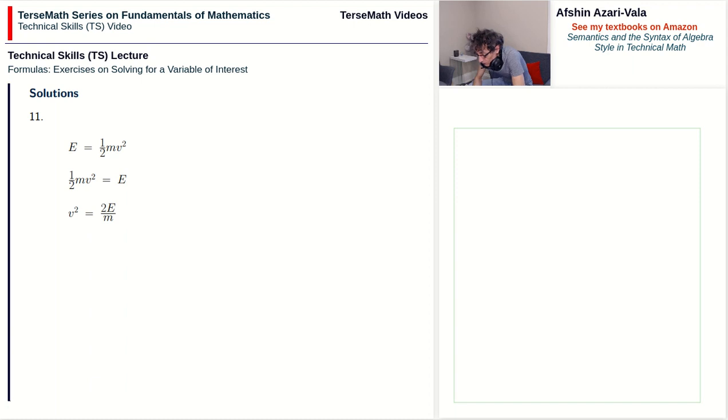So now we move to deal with the exponent, and here we have a missing base, which indicates that we should use roots. So v becomes equal to, for an even exponent, positive or negative the square root of 2E over m. But we know that v, being speed, cannot be negative, and therefore we drop the negative and keep only the positive.